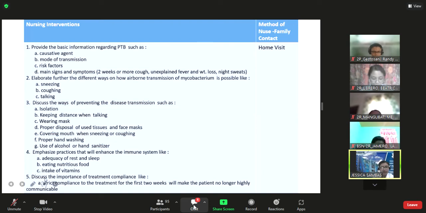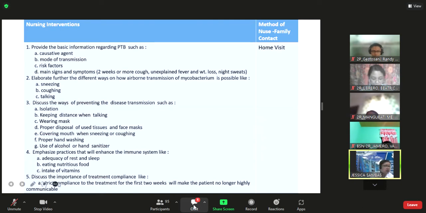Then the 5th one, discuss the importance of treatment compliance, like strict compliance to the treatment for the first 2 weeks will make the patient no longer highly communicable. Or maybe you can add on pa. Now, eto yung set of interventions natin.